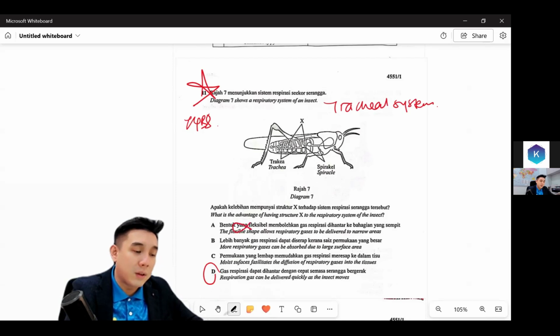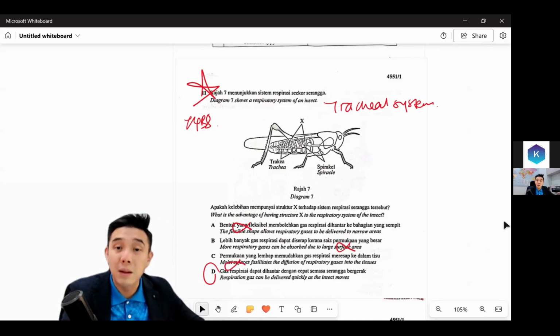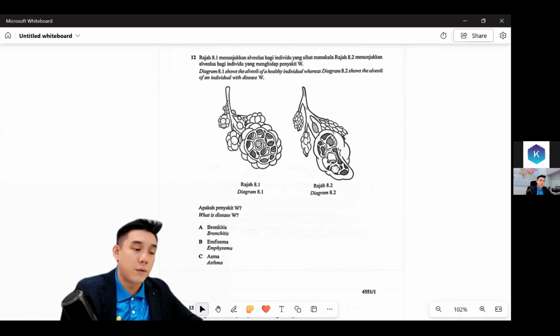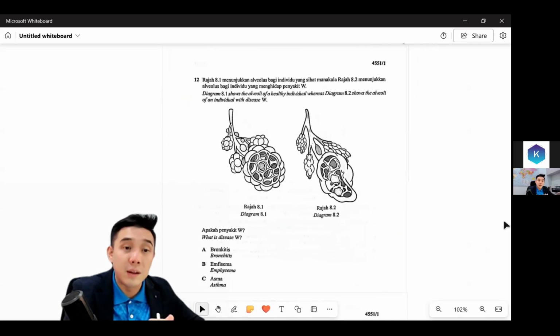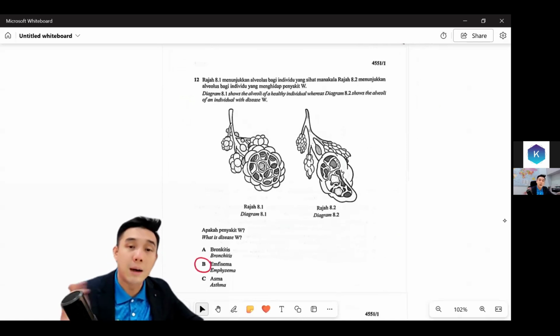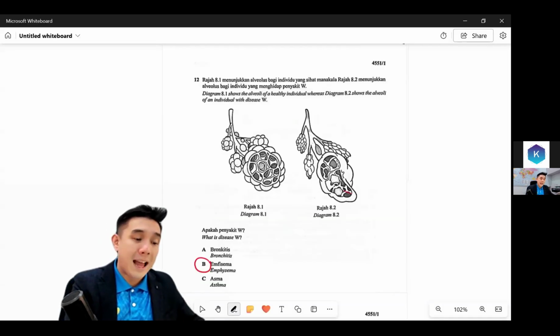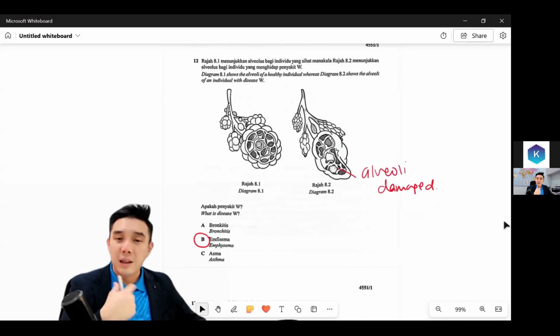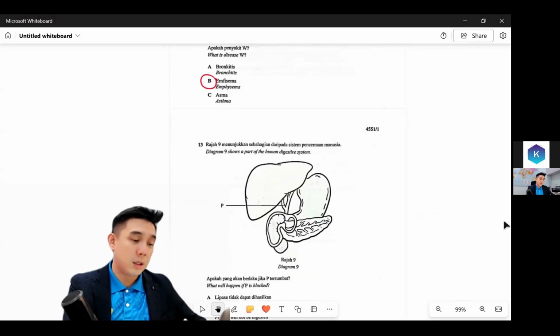Okay, it's not a flexible shape. It's not really a large surface area. It doesn't have a moist surface. So A, B, C is wrong. 11 answer is donkey. 12 is emphysema. Guys, emphysema is where the alveoli are damaged. Asthma is the inflammation of the bronchiole.